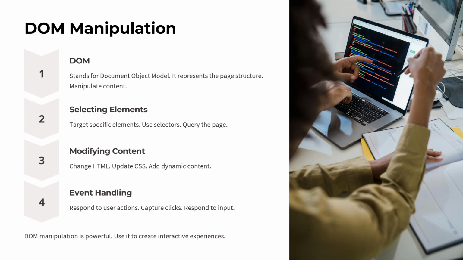The Document Object Model, DOM, is a structured representation of a web page that allows JavaScript to interact with and modify its content dynamically. It represents the page as a tree-like structure where elements, attributes, and text are organized in a hierarchy. Selecting elements is the first step in DOM manipulation. JavaScript provides various methods, such as document.querySelector and document.getElementById, to target specific elements within the page. These selectors enable developers to access and modify content efficiently.